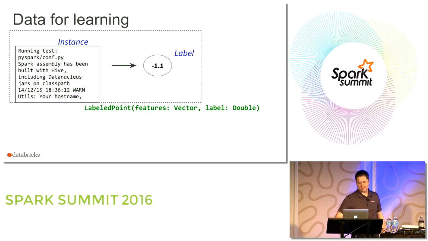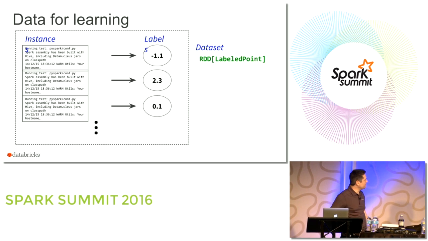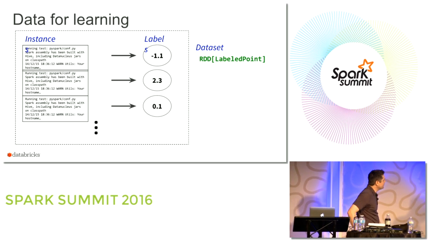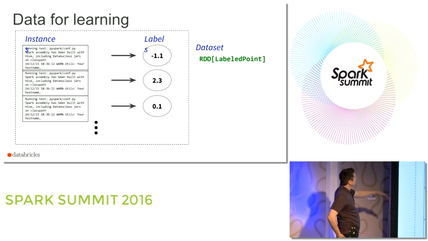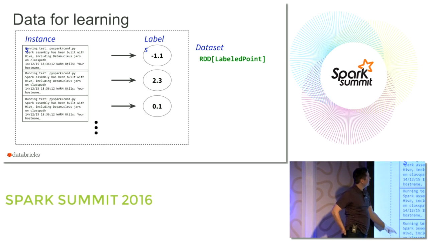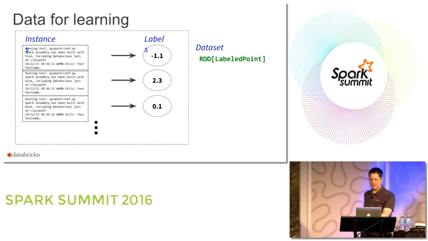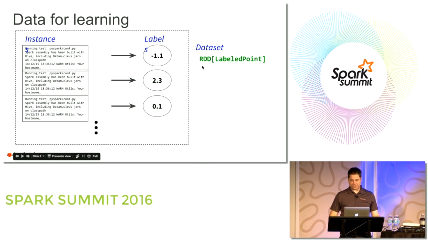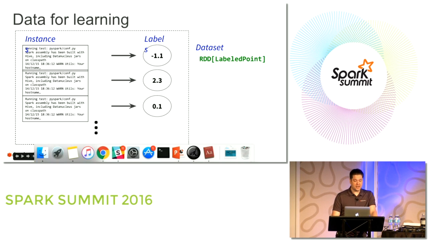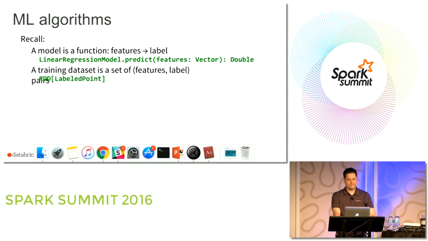So how do we do this? Well, the first thing we've got to do is extract features. So we're going to do word counts, and we want to predict those labels. And in the old MLlib, we used RDDs of labeled points. So when we deal with MLlib later, you'll see RDD of labeled points. Later on, you're going to see us using DataFrames instead.